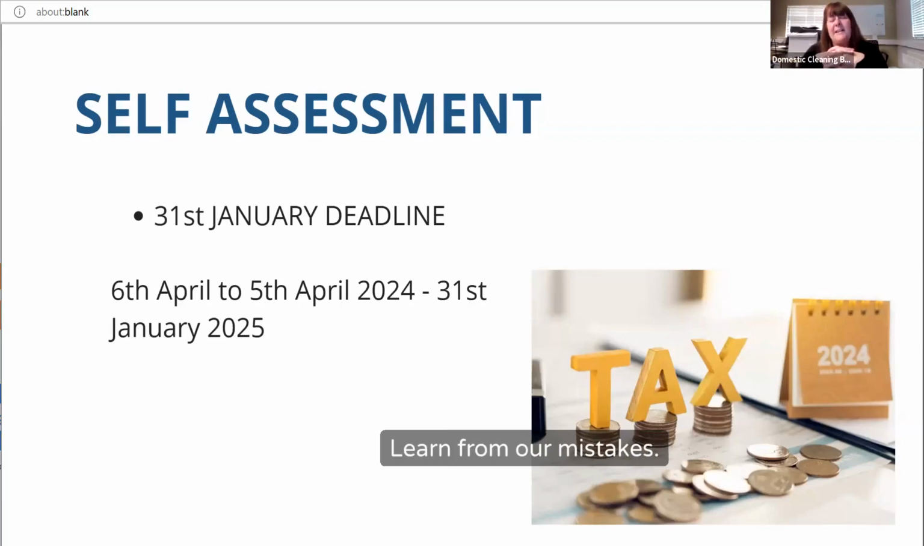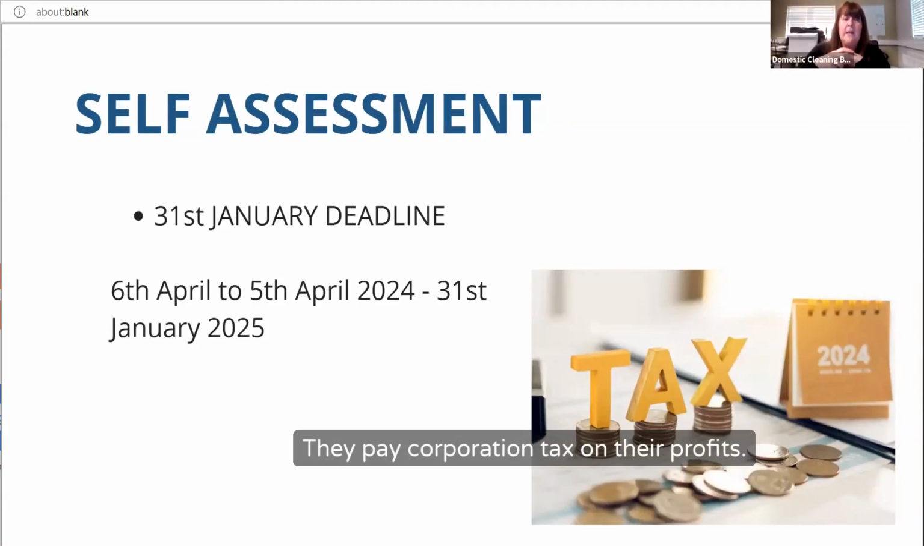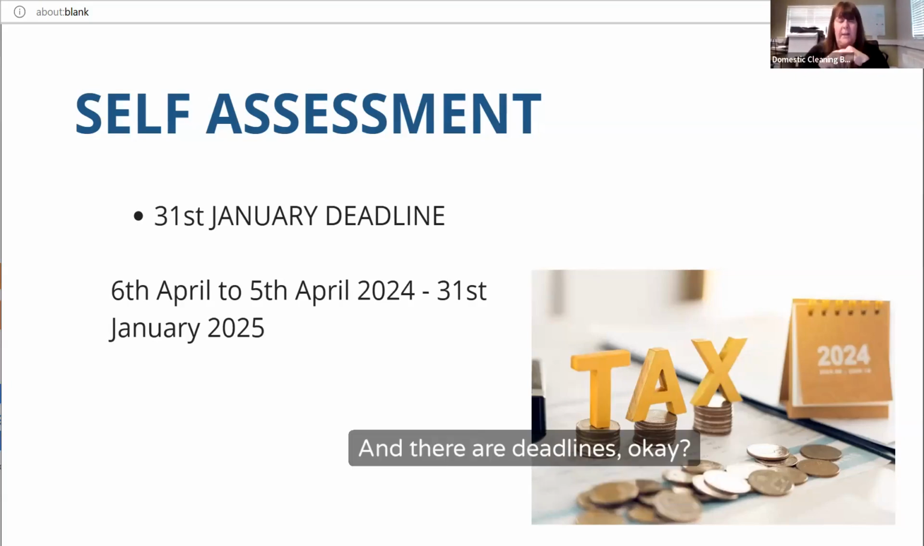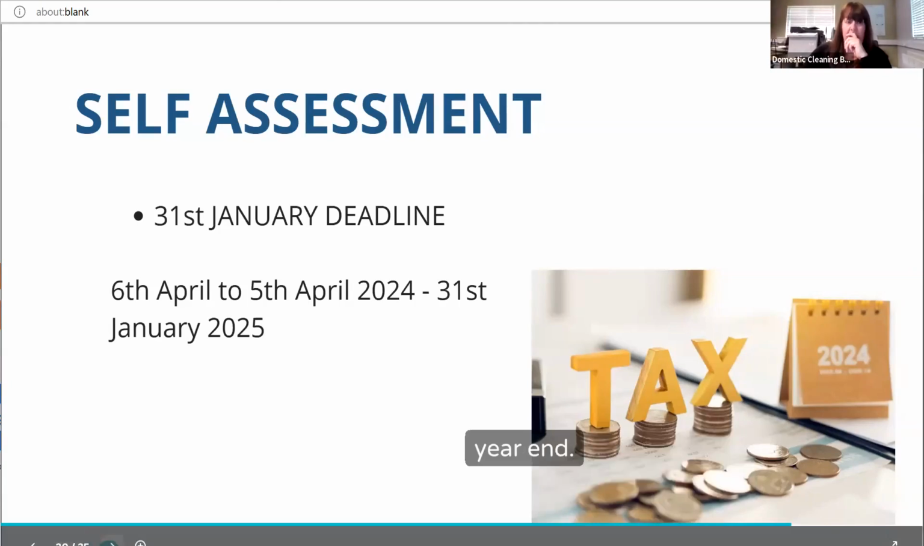Learn from our mistakes. Okay, so then we've got limited companies. Limited companies don't do self-assessment returns. They pay corporation tax on their profits. And this includes profits from trading, investments, and selling any assets that you sold. And there are deadlines, and they're slightly different for each thing. So you've got to submit your accounts to Companies House 9 months after your year end.